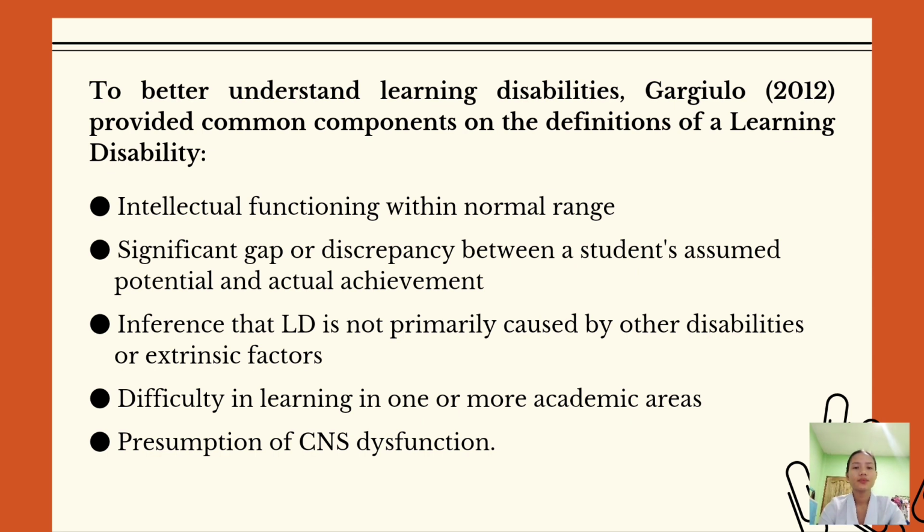Up next, presumption of CNS or central nervous system dysfunction. So, it is a broad category of conditions in which the brain does not function as it should. So, if the brain is concerned, many areas are greatly affected.